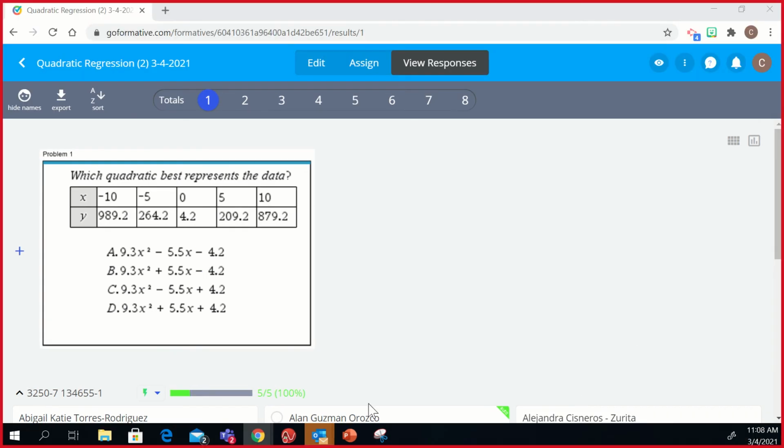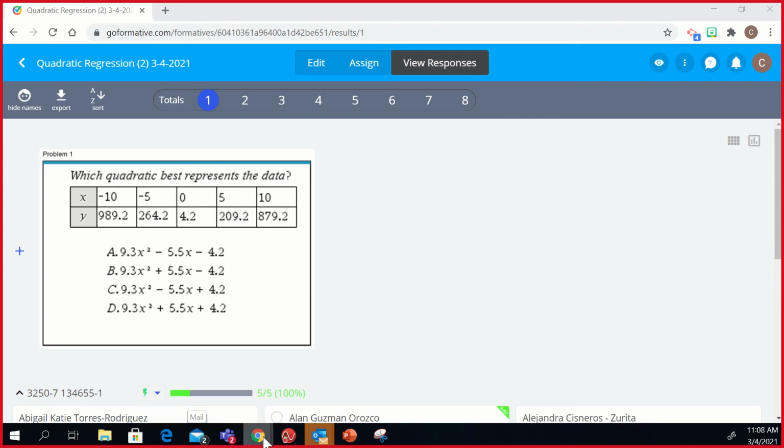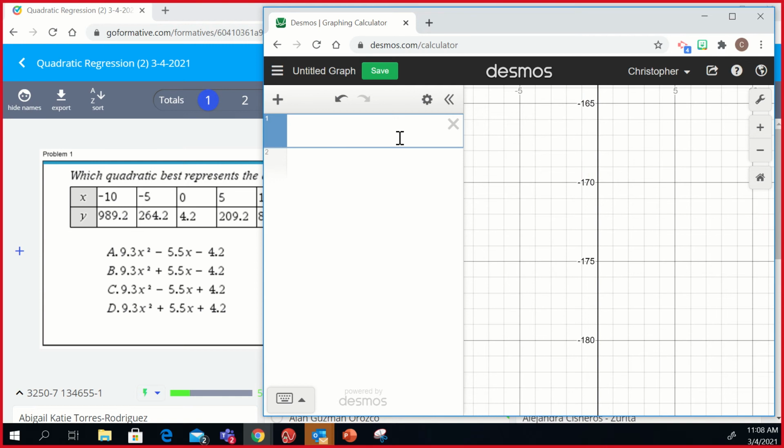Now, I would just graph it. So let me try to find it, and clear all this stuff out. I'm going to graph C and D. So I know C is 9.3 x squared, so that makes it quadratic, minus 5.5x plus 4.2. That's my first one.